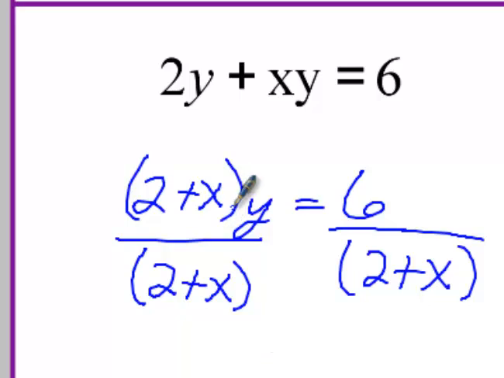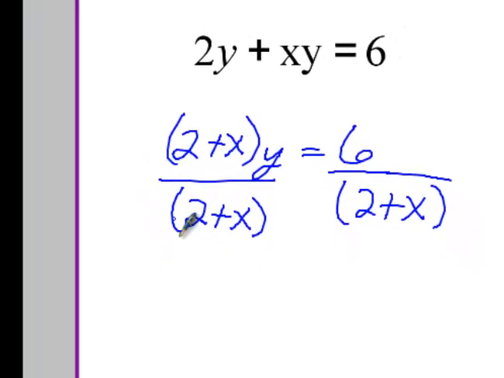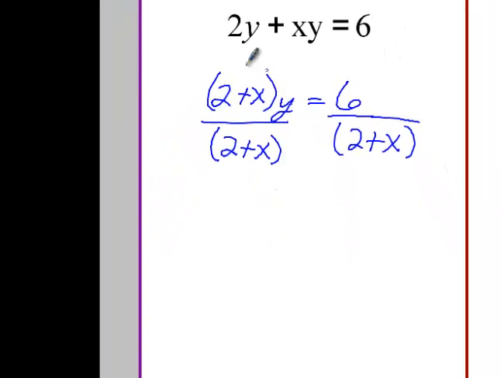However, we have parentheses here and here, which is saying that the 2 is attached to the y and the x is attached to the y. So whenever you have something in parentheses, you can divide it as long as you use parentheses. You can take the entire piece and divide it over from the left side to the right side. And here, they cancel off entirely. And that'll leave you with y equals 6 over 2 plus x.